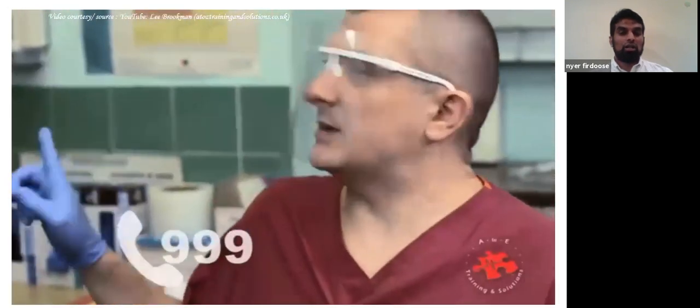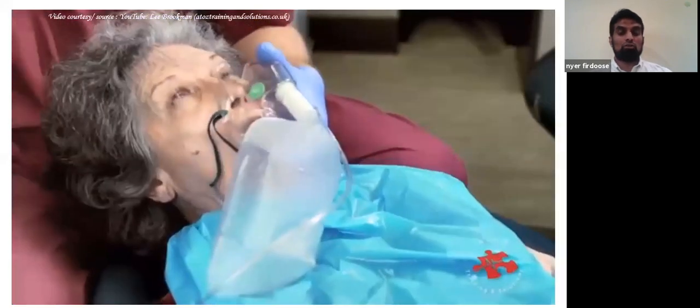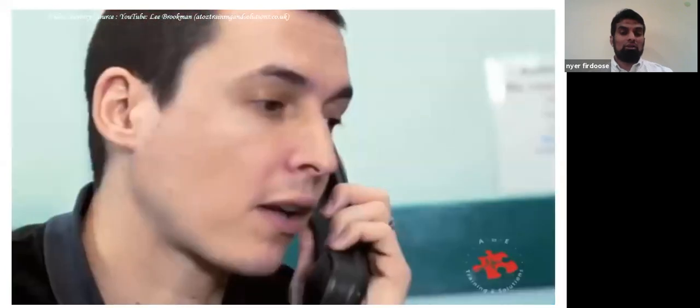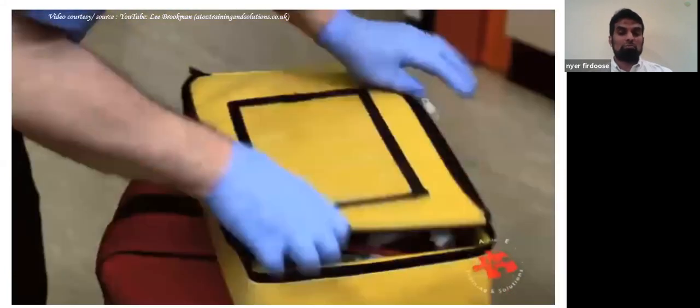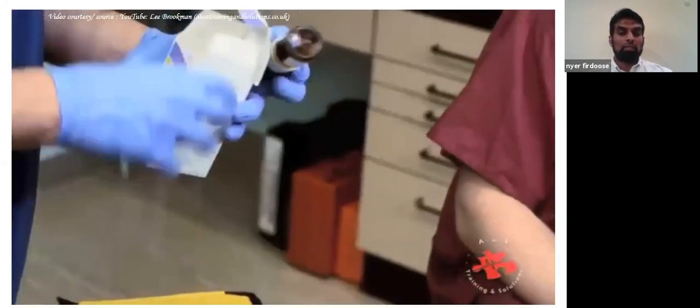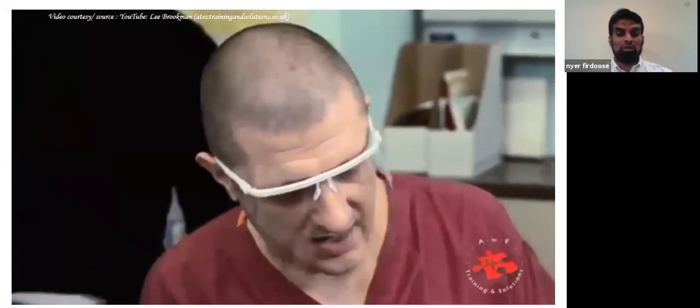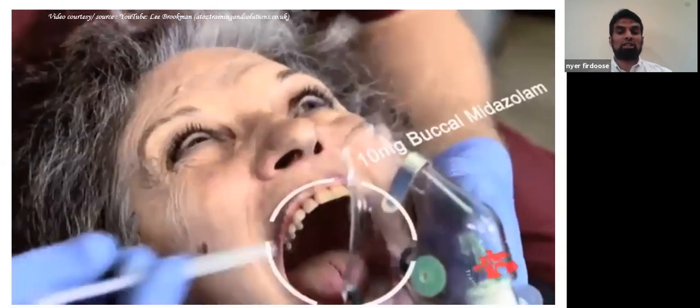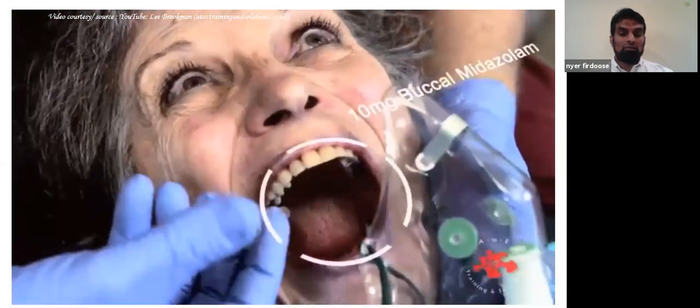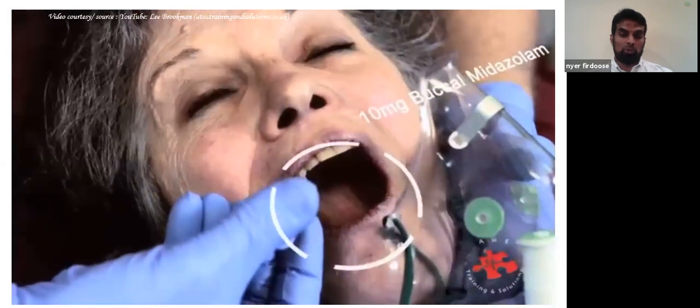current situation, and then we ask the assistants to prepare 10 milligrams of midazolam, which can be given transbuccally or intramuscularly. It is also important, while giving the midazolam 10 milligrams transbuccally, to clear the secretions from the mouth to avoid aspiration and complicating the situation.